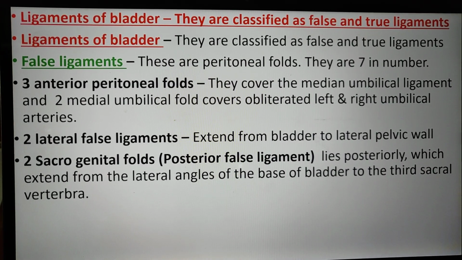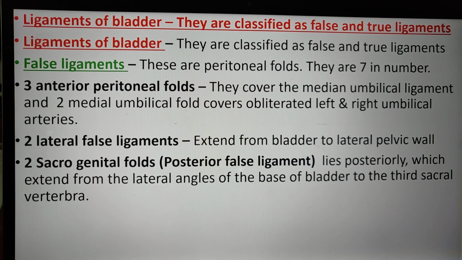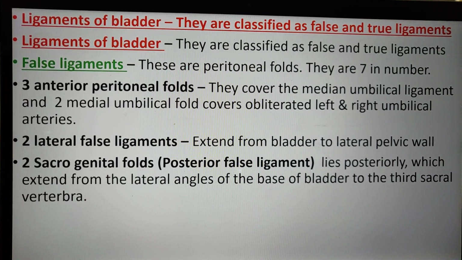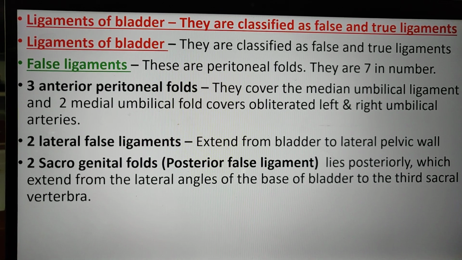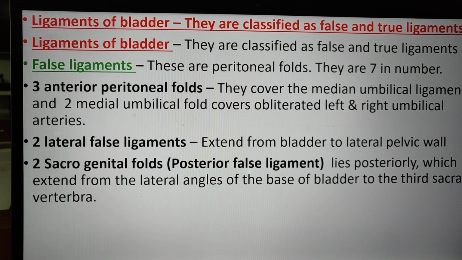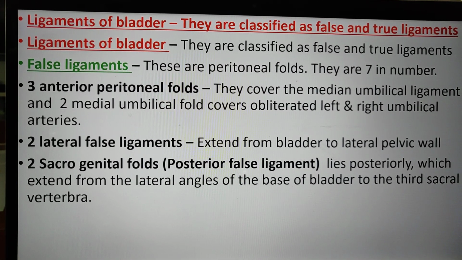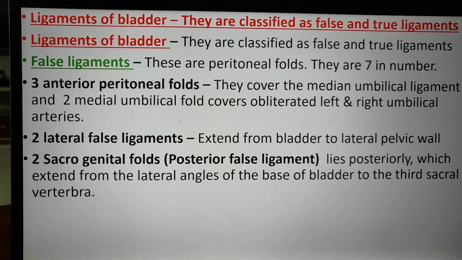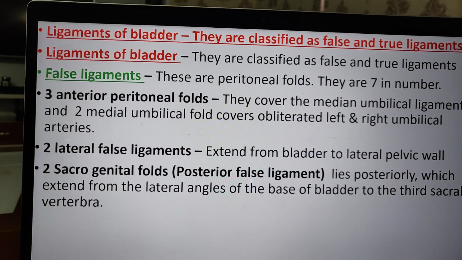The 3 anterior peritoneal folds cover the median umbilical ligament, and the 2 medial umbilical folds cover the obliterated left and right umbilical arteries. The 2 lateral false ligaments extend from the bladder to the lateral pelvic wall, and the posterior false ligaments lie posteriorly, extending from the lateral angle of the base of the bladder to the third sacral vertebra.